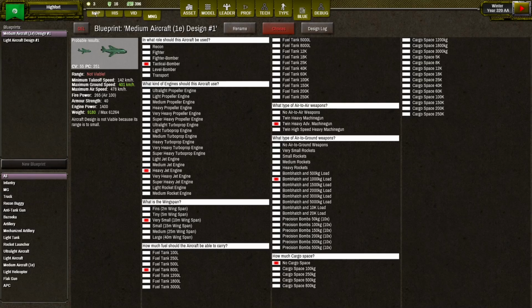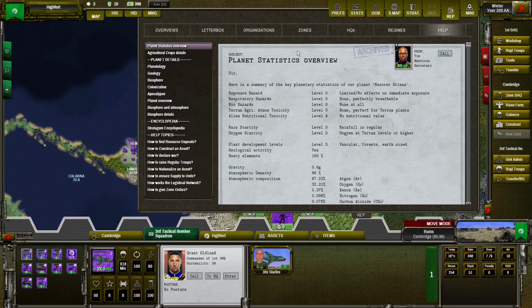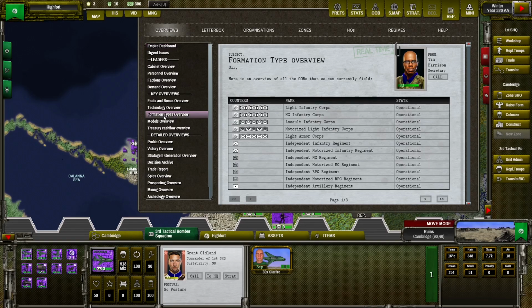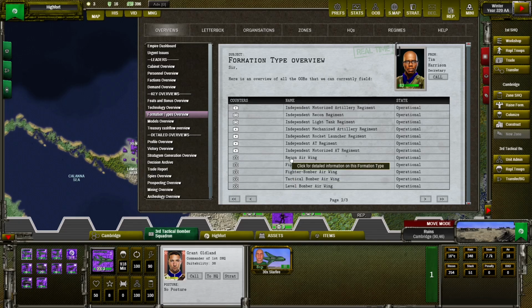So if we go to the reports and overviews and formation types overview, here we can find some formations like Recon Air Wing or Fighter Air Wing or Fighter Bomber Air Wing. So do you see the names? Those are the roles that we selected. So the role selection means what's the formation type, and we can have different types of models that will be included in the formation type.